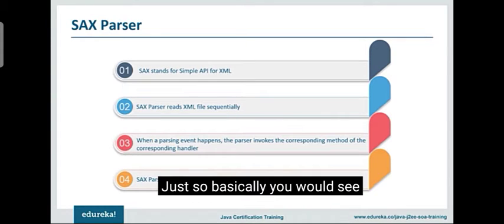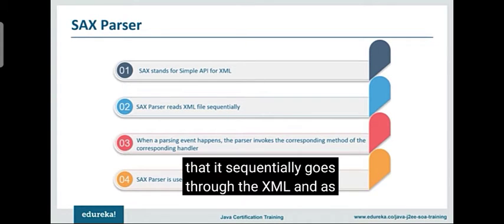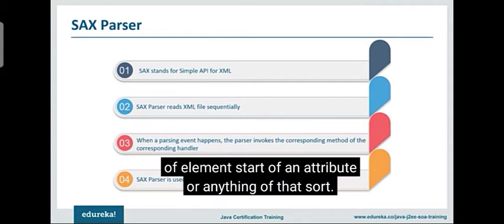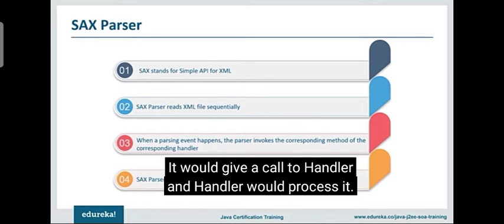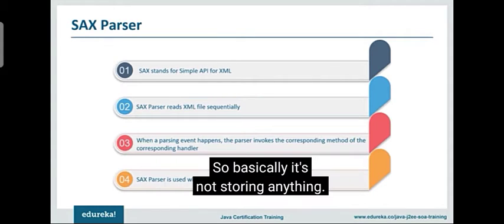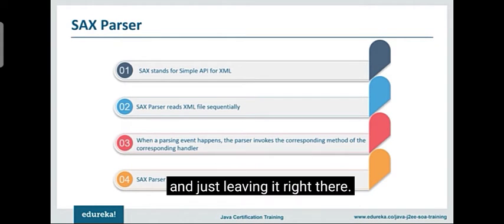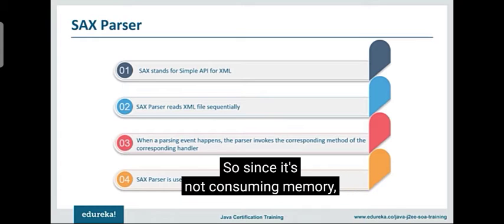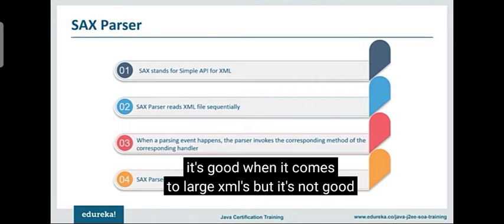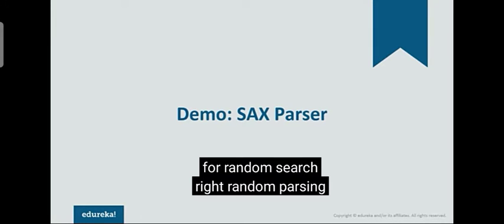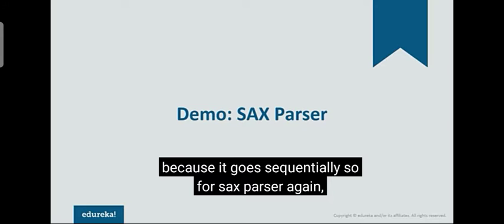It's event based. So you would see that it goes sequentially through the XML, and as and when it sees something, like the start of an element, the start of an attribute or anything of that sort, it gives a call to the handler and the handler would process it. So basically it's not storing anything, not retaining any information in memory. It is just calling the event handler and leaving it right there. Since it's not consuming memory, it's good when it comes to large XMLs. But it's not good for random search, or random parsing, because it goes sequentially.